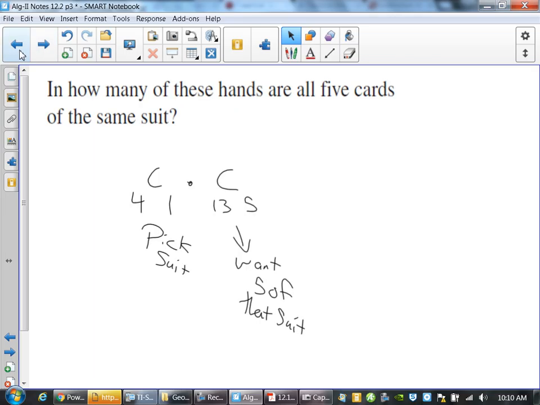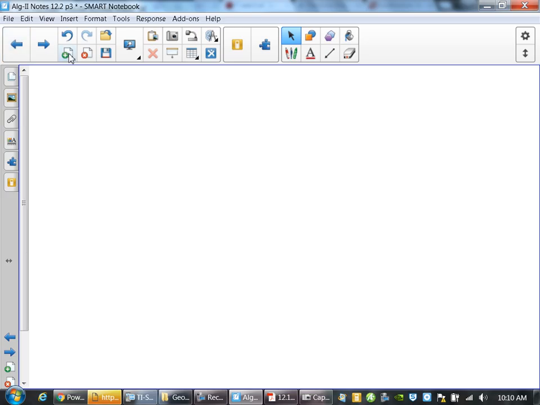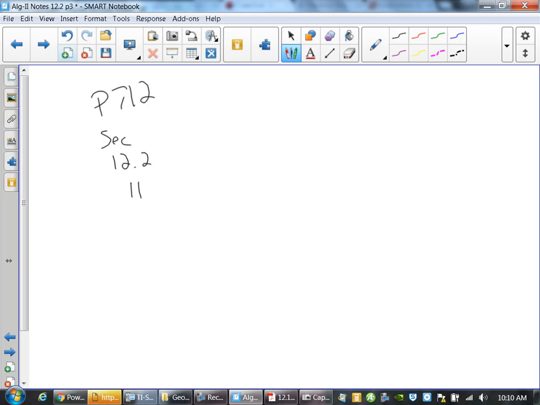All right. What I want you guys to try and work on tonight, and we'll get more into this tomorrow: I want you guys to do numbers 26 through 30. These are all card problems.